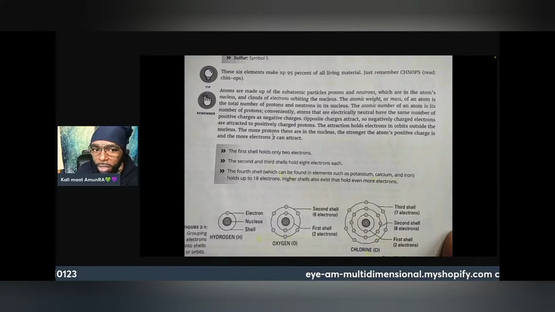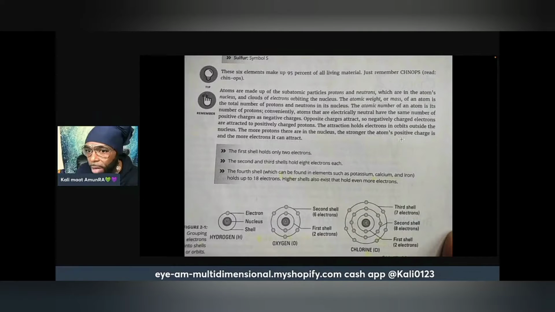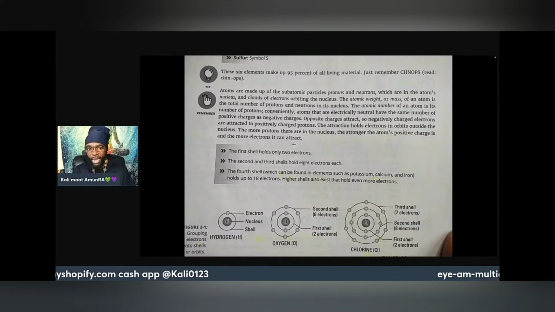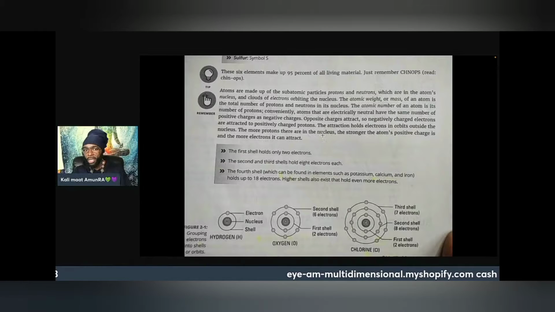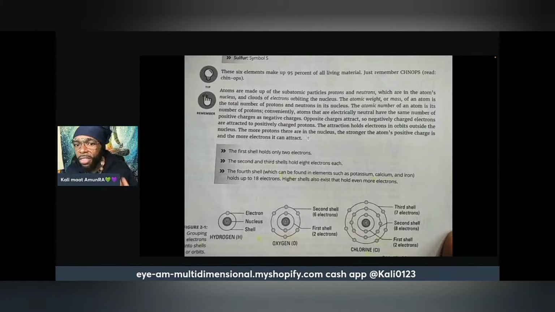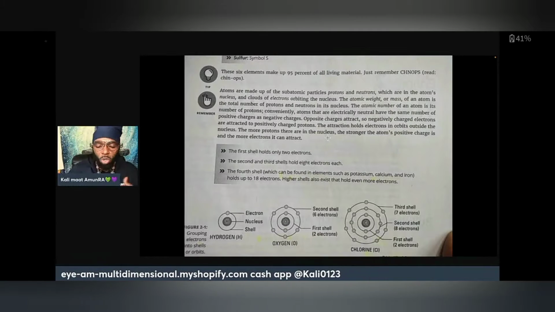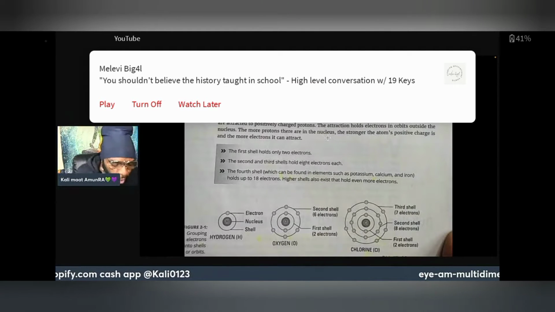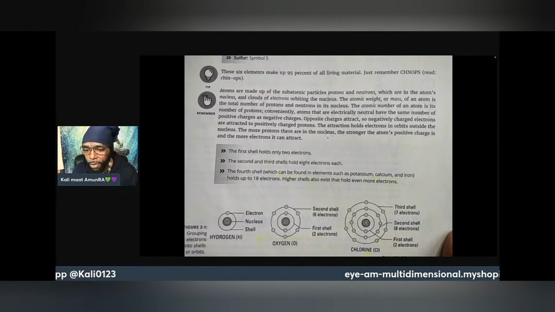The more protons there are in the nucleus, the stronger the atom positive charge is and the more electron it can attract. Now, I want you to understand this. The more protons that are in the nucleus, it didn't say neutrons, the more protons that are in the nucleus. So brothers that you are ascending right now, my brothers that are speaking with no fear, my brothers that are speaking truth, you are getting charged up.